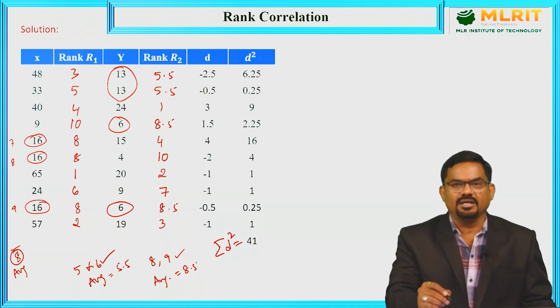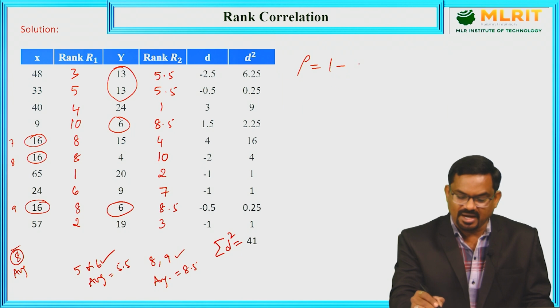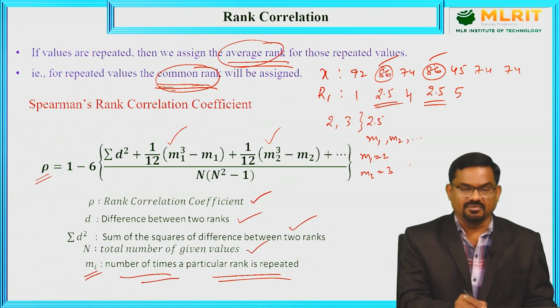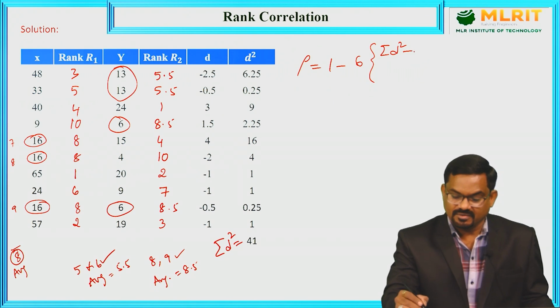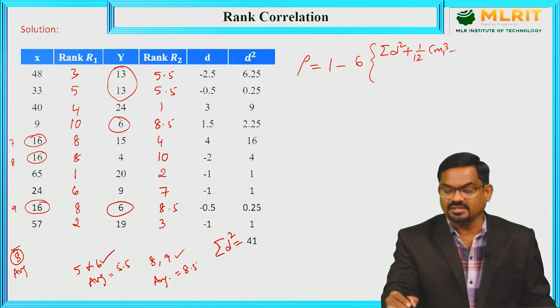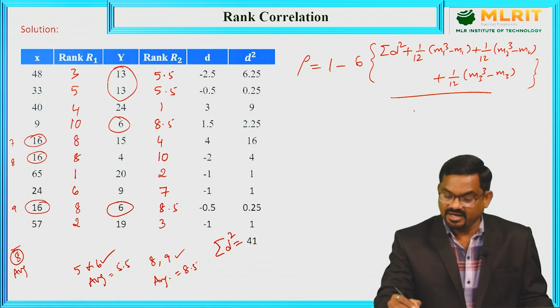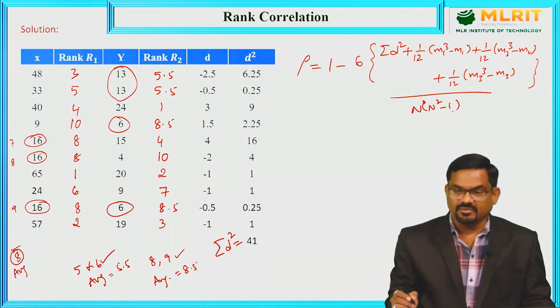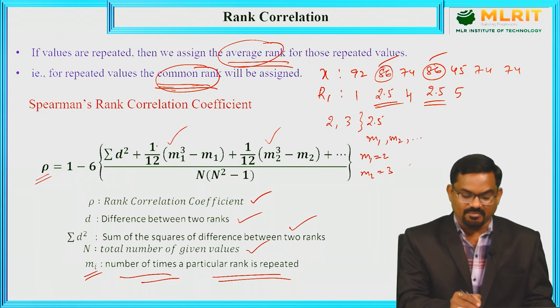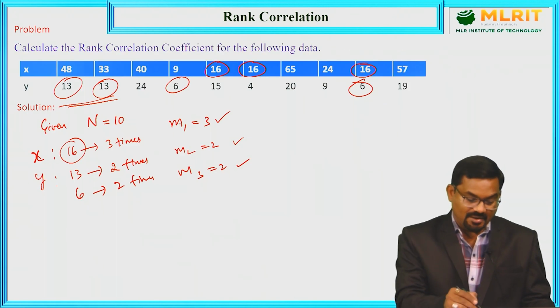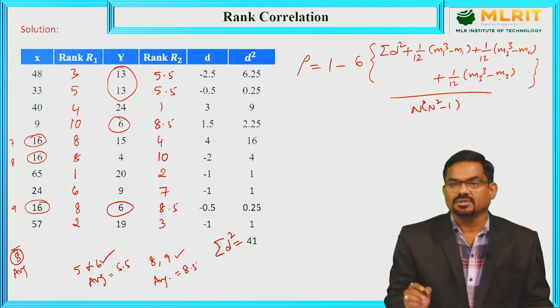Now coming to the formula for Spearman's rank correlation coefficient when the values or ranks are repeated. We use the formula rho equal to 1 minus 6 into sigma d square plus 1 by 12 into m1 cube minus m1, plus 1 by 12 into m2 cube minus m2, plus 1 by 12 into m3 cube minus m3, divided by n into n square minus 1. So, once again go back and check the formula. Like that, how many values are there in the given problem? m1, m2, m3. 3 values are there. So, let us write up to m3 cube minus m3.